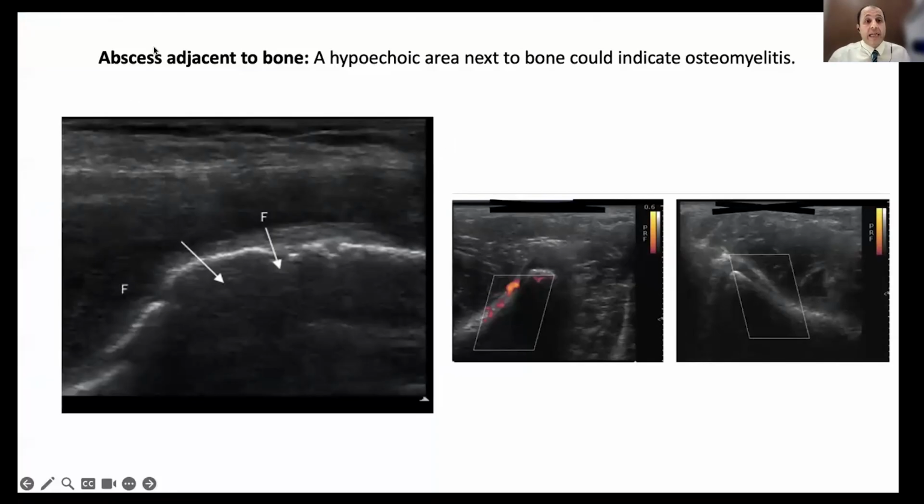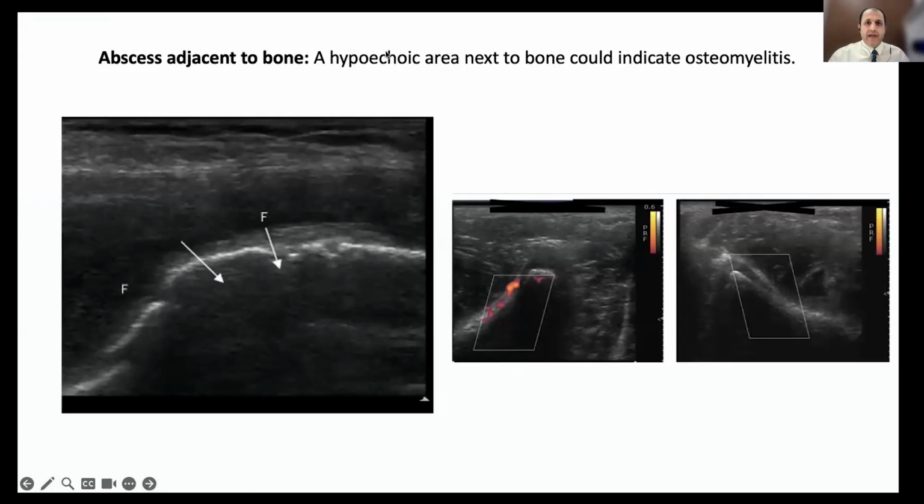Another application of ultrasound is finding support for osteomyelitis. If you find an abscess or fluid accumulation just over the bones, it could be indicative of osteomyelitis. Here there is a pus accumulation over the bone, and there is some bone erosion. They put the color Doppler on the bone, here the abnormal side and here the normal side. On the abnormal side, we can see some color flow, meaning hyperemia and inflammation.